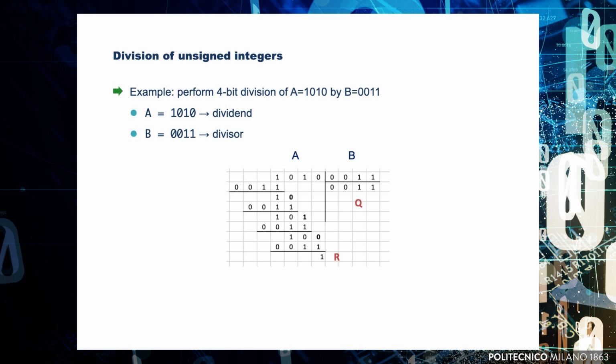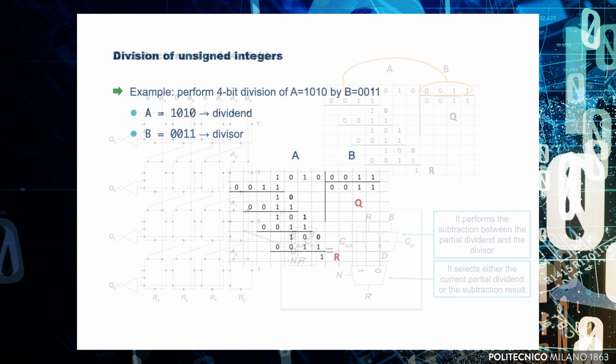All the bits computed in this way represent the quotient of the division, while the remaining bits, coming from the final difference, represent the remainder. The discussed example shows that the division between 1010, that is 10, and 0011, that is 3, is 0011, that is 3, with a remainder of 1, represented as 0001 on 4 bits.